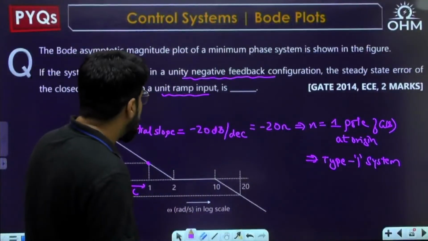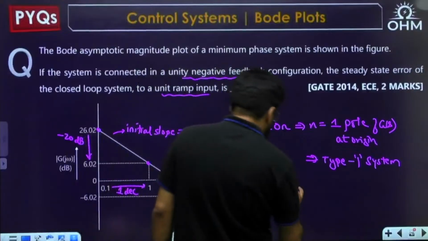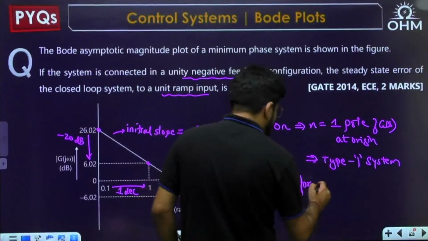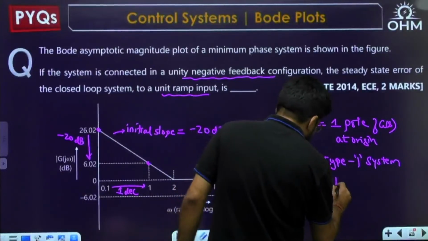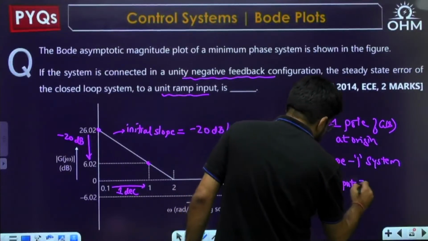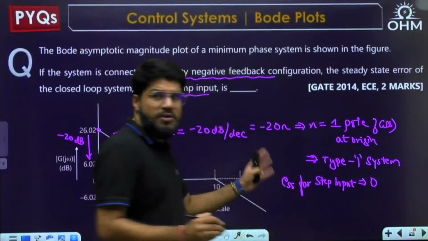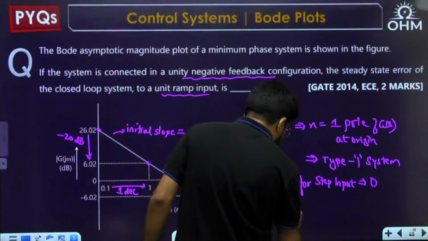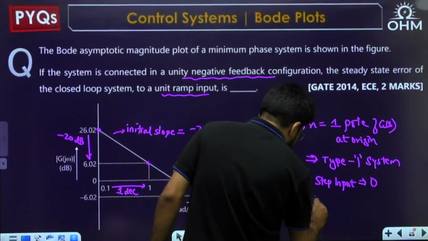Number 1 point. Now because it is a type 1 system, what is the steady state error for step input? Let us revise, everybody. Here it is on ramp input. For step input, 0. For lower order input, 0. For higher order input, infinity. A type 1 system will give the finite error for ramp input. That is why they have asked the question on ramp.